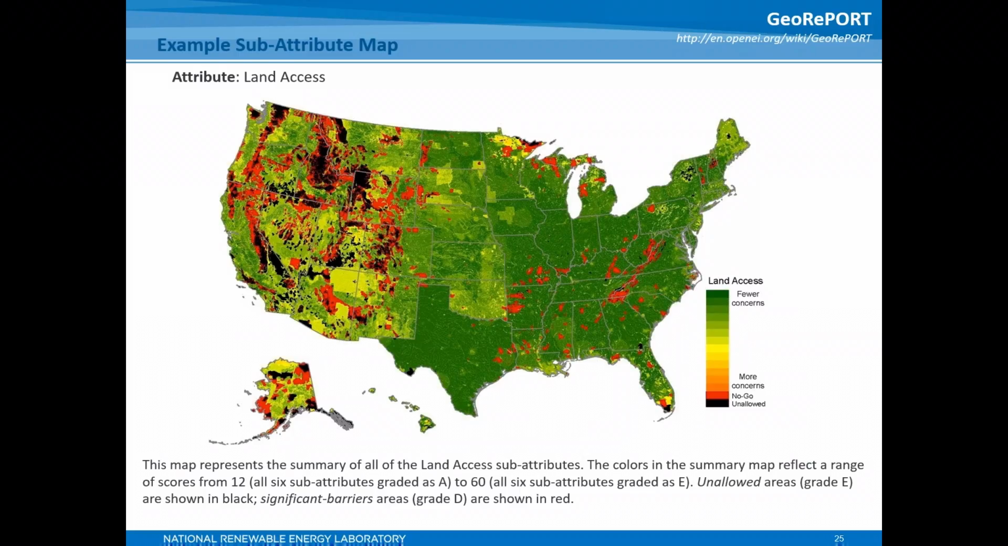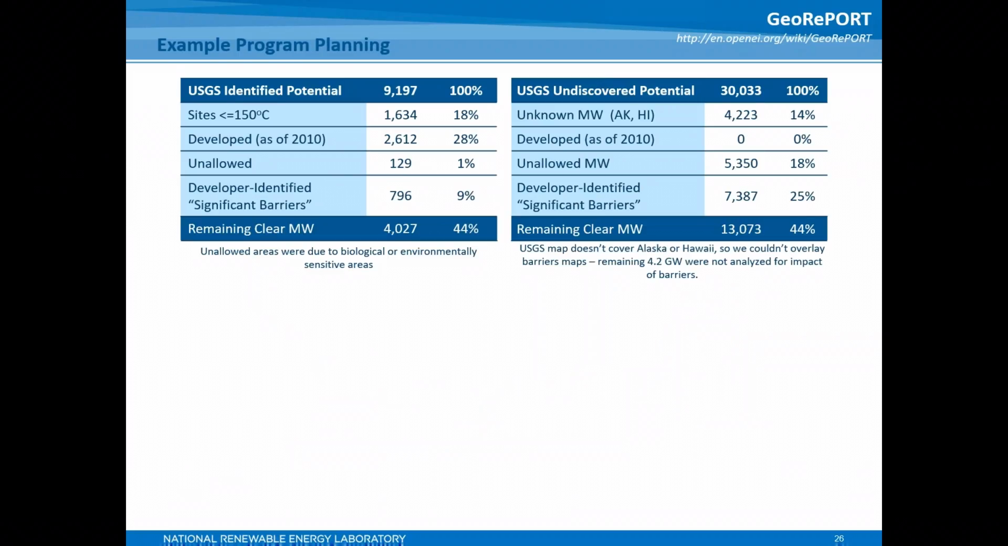The colors in the summary map reflect a range of scores from 12, the green areas, where all 6 sub-attributes are graded as A, to 60, the red areas where all 6 sub-attributes were graded E. Unallowed areas, grade E, are shown in black. Significant barrier areas, grade D, are shown in red. So this is interesting, but how does this relate back to GTO and their program goals? While combining these attribute maps with other available maps, such as the U.S.